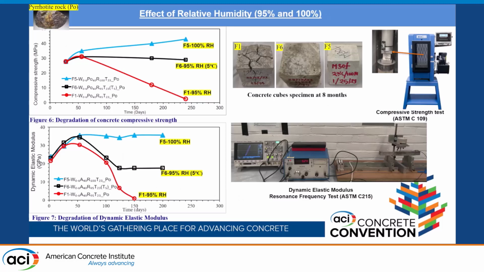Another two parameters, as you can see in figures 6 and 7, compressive strength and dynamic elastic modulus, were determined for the same specimens discussed in the previous slide. Here also a good correlation was found. The F1 specimen showed a significant decline in compressive strength as well as in dynamic elastic modulus. On the other hand, specimen F5, which was kept underwater, did not show any compressive strength loss or dynamic elastic modulus loss. Rather, it showed a slight increase of compressive strength and dynamic elastic modulus.